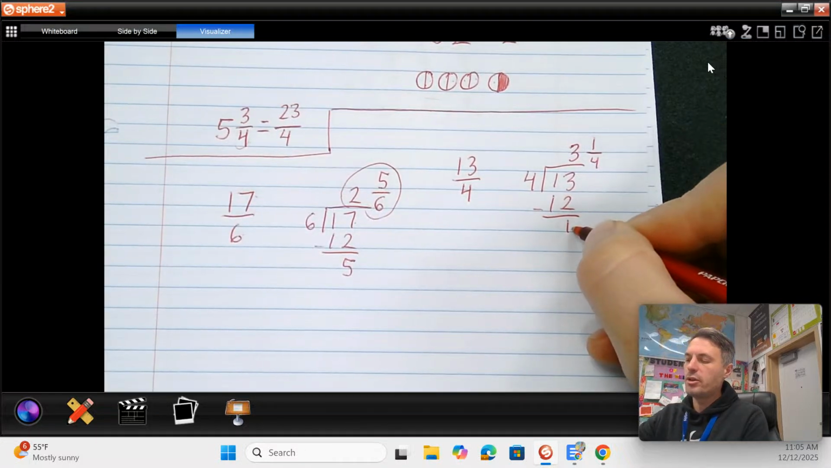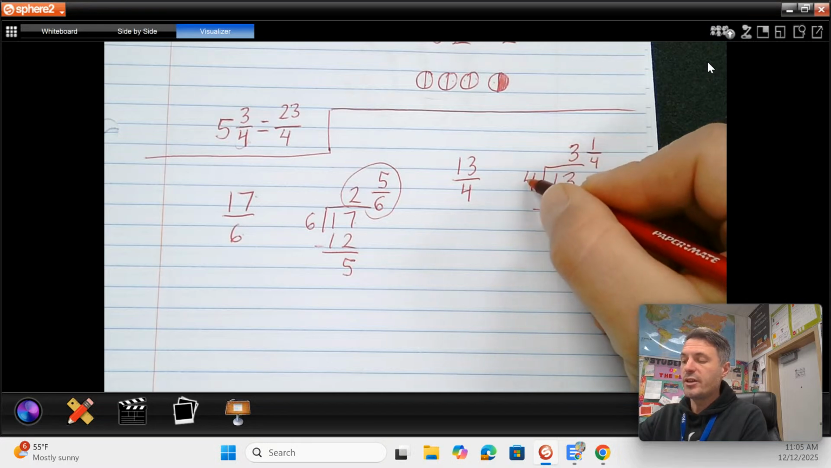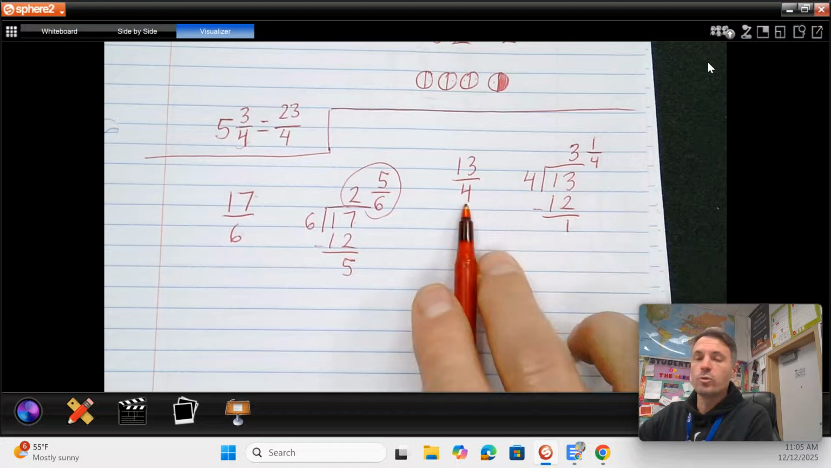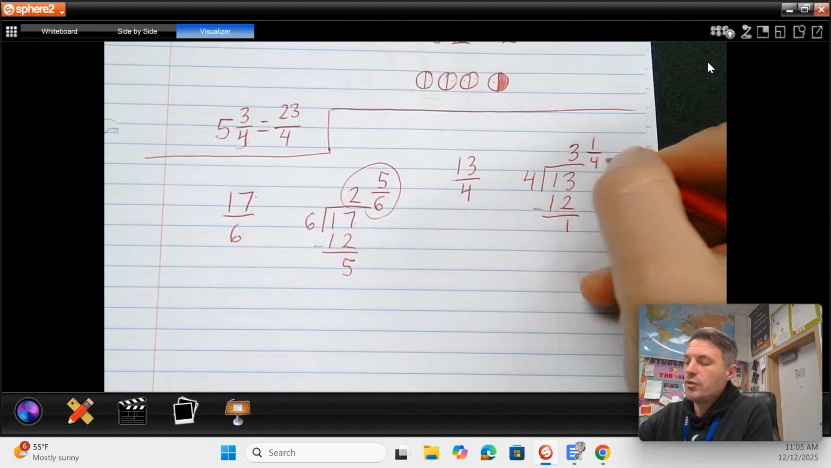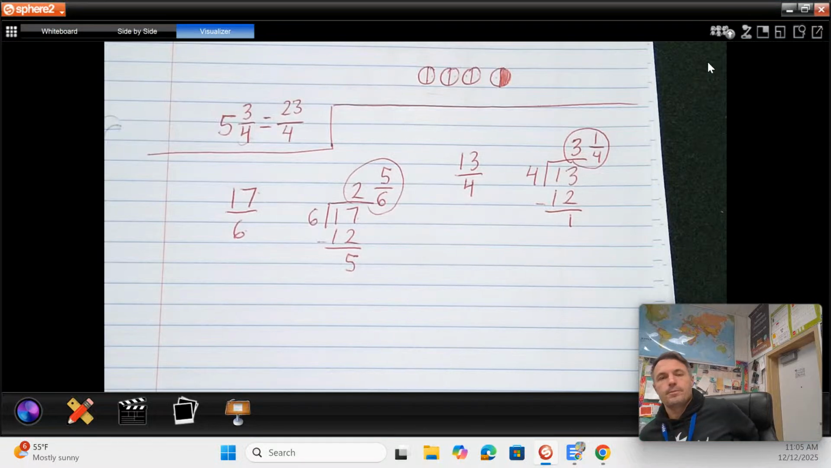Whatever the remainder is, that becomes the numerator of the fraction. And whatever the divisor is, that's the denominator of the fraction, which was already the denominator over here. So the denominator really just stays the same. So 13/4 written as a mixed number would be 3 1/4.